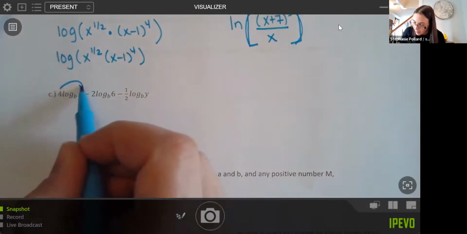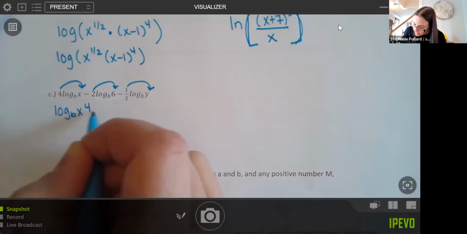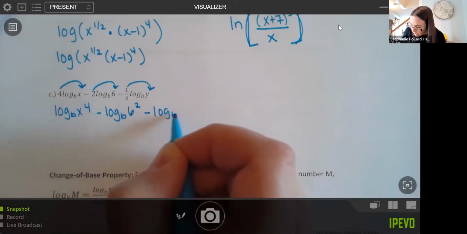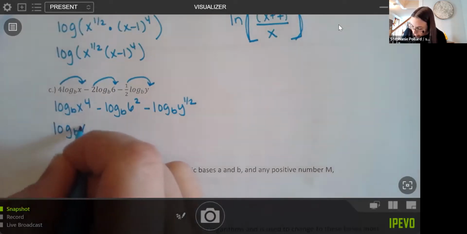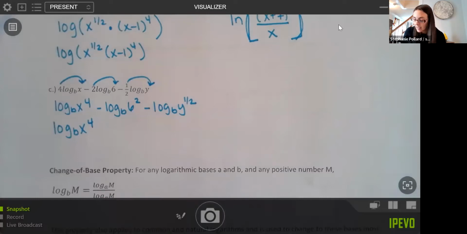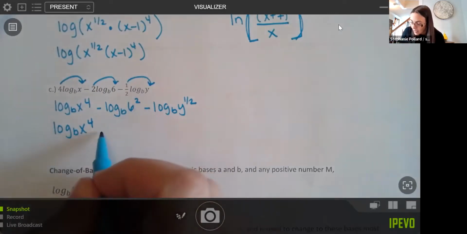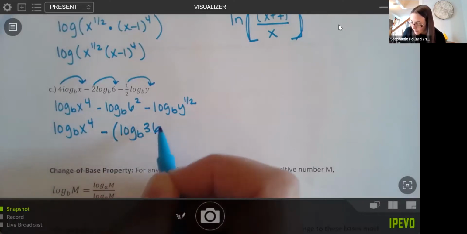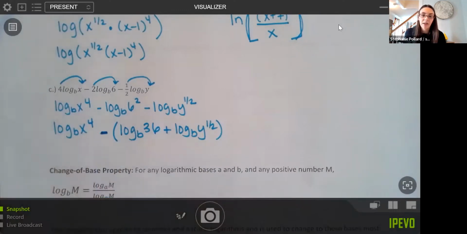So here I want to put those powers back on. So I have log base b of x to the 4th minus log base b of 6 squared minus log base b of y to the 1/2. And do notice that all my bases are the same, which is really nice. It makes things a lot easier here. It actually allows me to combine them together. A couple things I'm going to notice. I see subtraction twice. So a good tip when you're trying to condense that log is to factor that negative part out. 6 squared I can write as 36.